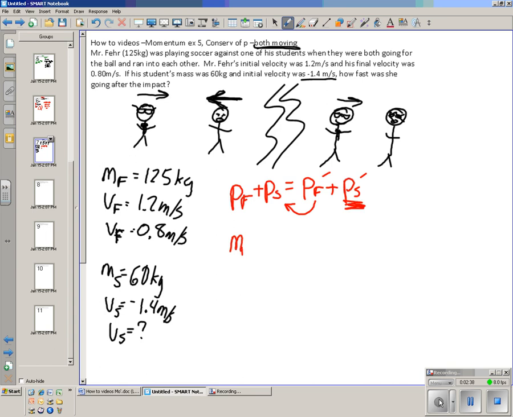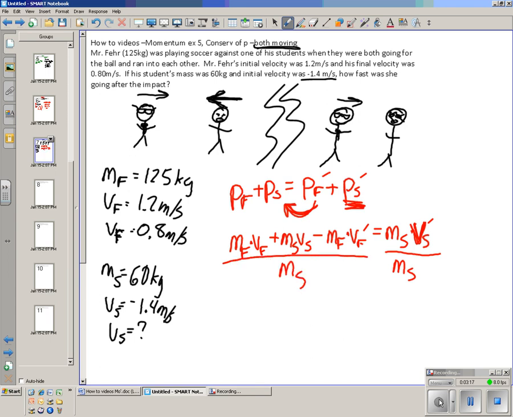Mass of Fair times initial velocity of Fair plus mass of student times initial velocity of student minus, because we subtracted this over, mass of Fair times the final velocity, that is v prime of Fair, and that is all equal to mass of the student times the final velocity of the student, or vs prime. Now I'm looking for the final velocity of the student here, so I'm going to divide through by the mass of the student.